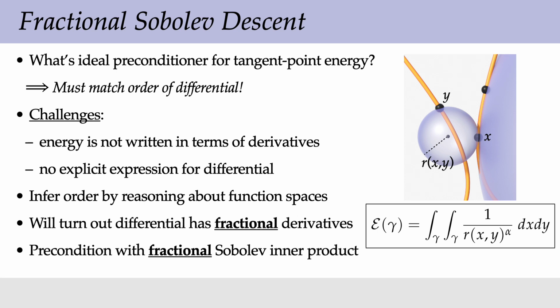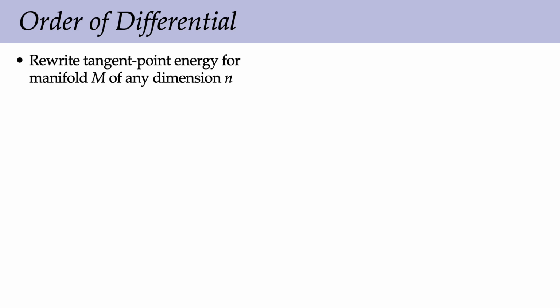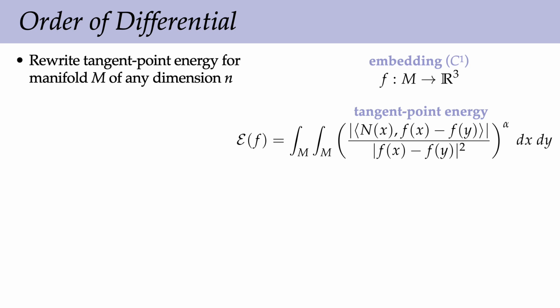Okay, so let's see how this all works. So to cover both the curve and surface case, let's first rewrite the tangent point energy for an embedded manifold of any dimension n. Then if f is a C1 embedding of M, we're going to say E of f is the integral over all pairs of points x and y of the inner product of the unit normal n at x with the difference between f at x and f at y over the distance squared, all raised to the power alpha. And as before, the numerator says that if 2 points are close together in the tangential direction, then the contribution basically gets ignored. And so also like before, this energy will be repulsive as long as alpha is greater than 2n. So 2 for curves and 4 for surfaces.